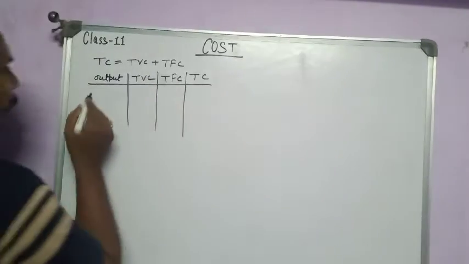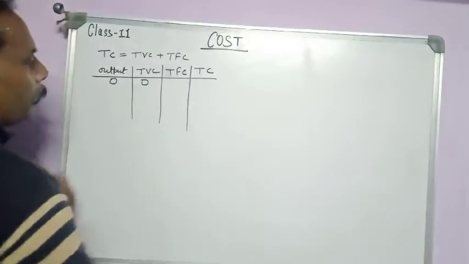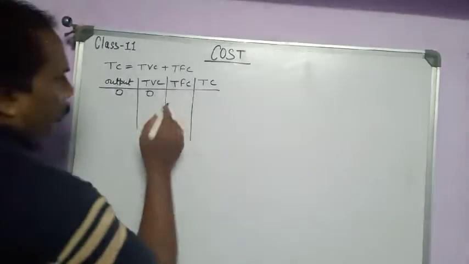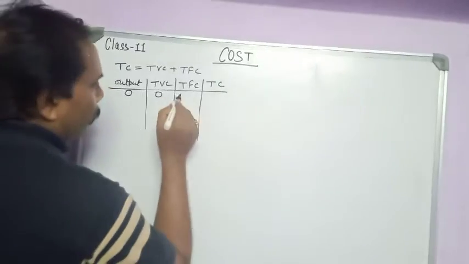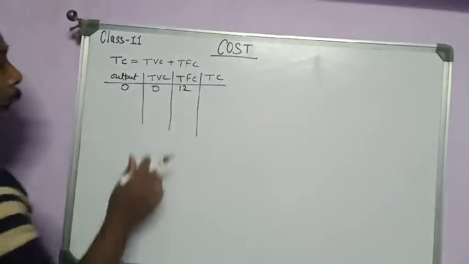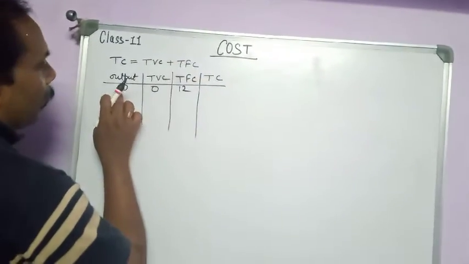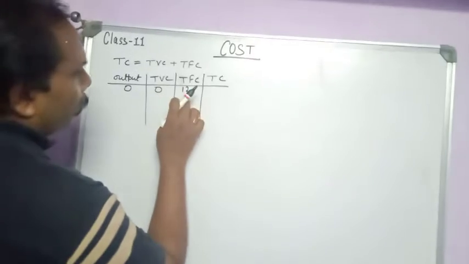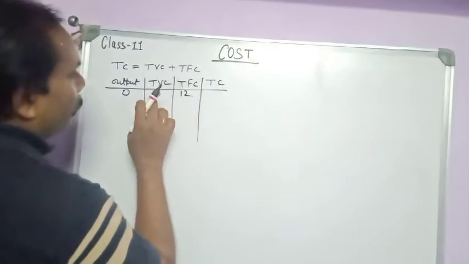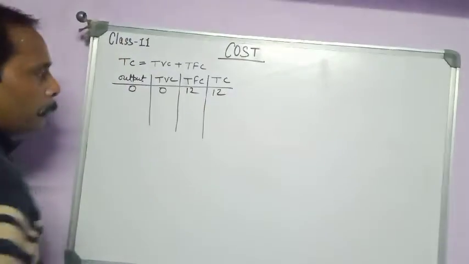As we know that when there is no output, total variable cost will also be 0, but TFC will be something. Let's say I have taken 12. So it is the summation of TVC plus TFC. So at 0 level of output, TFC is 12 and TVC is 0. So total cost will be 12. Clear?